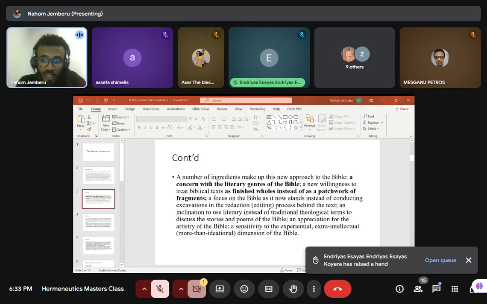So the text-centered approach emphasizes the importance of the text itself in order to understand the textual meaning.